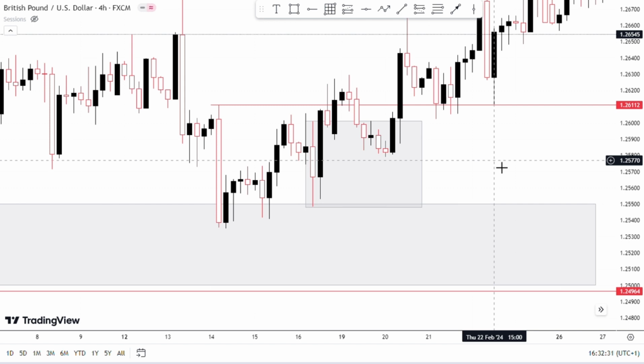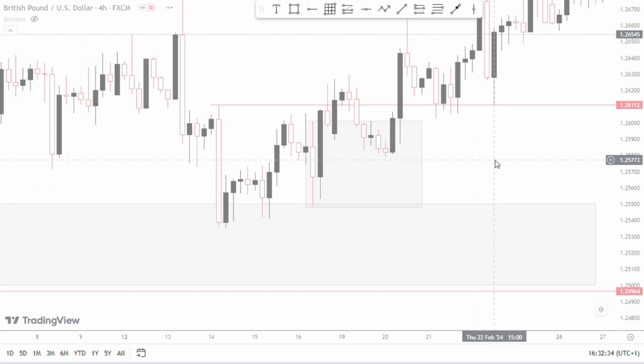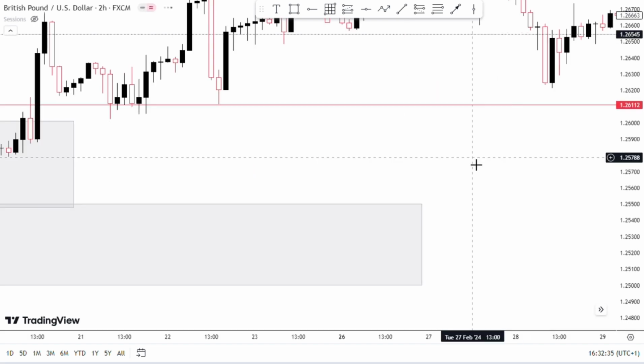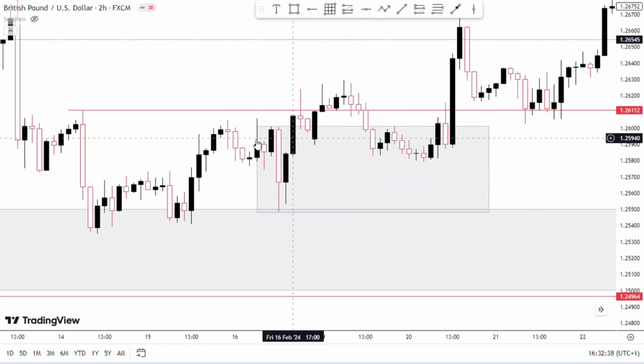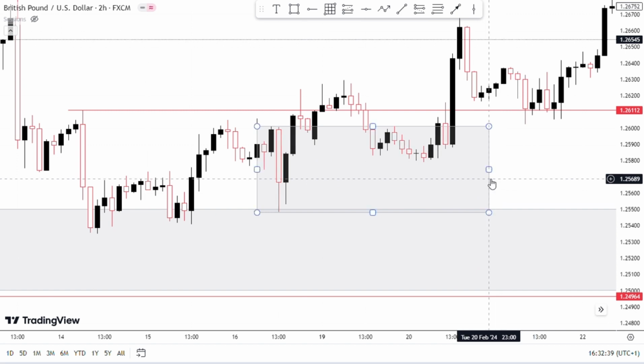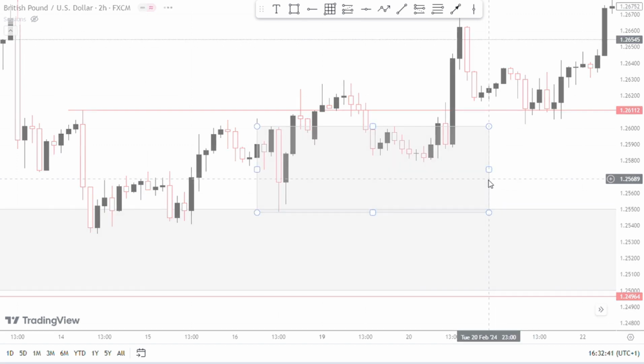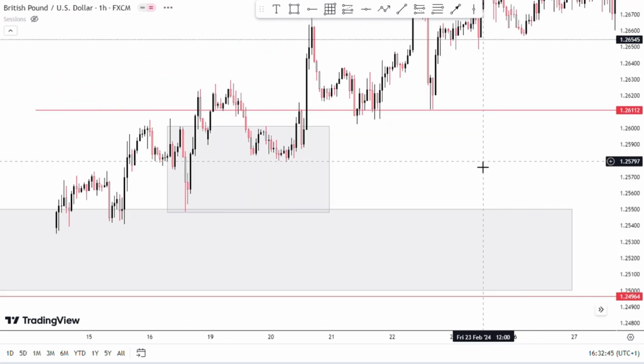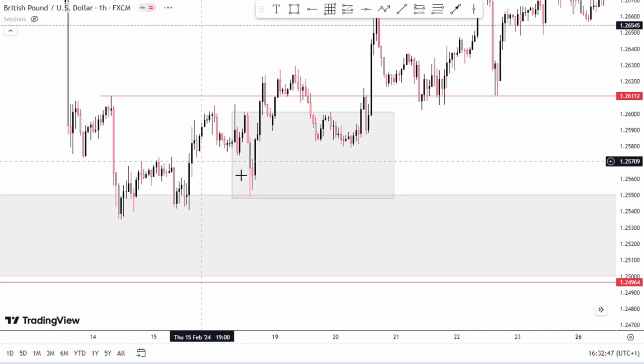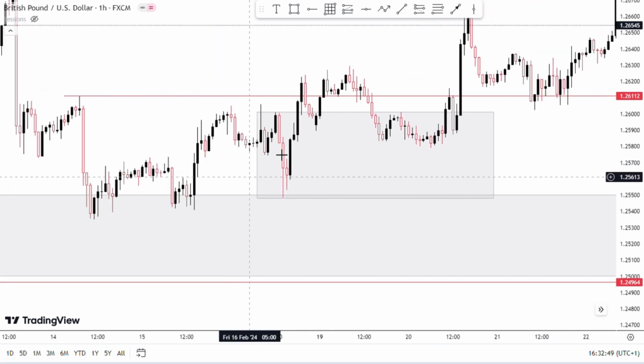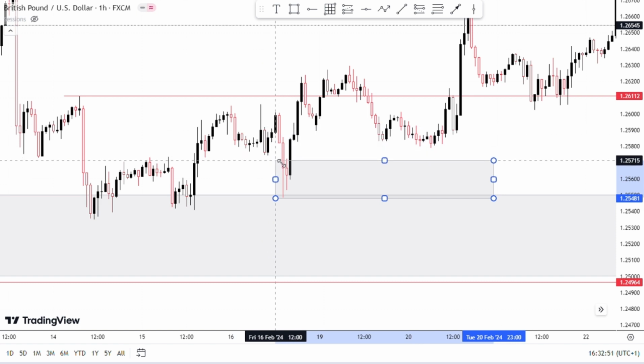So let's just go to the 2 hour time frame right now. So let's see what is happening. On the 2 hour time frame right now, you can see the order block is still the same. So let's just go to the 1 hour time frame. On the 1 hour time frame, you can see the order block has reduced. You can see the last bearish candle that is responsible for it. So you can see the last bearish candle here.